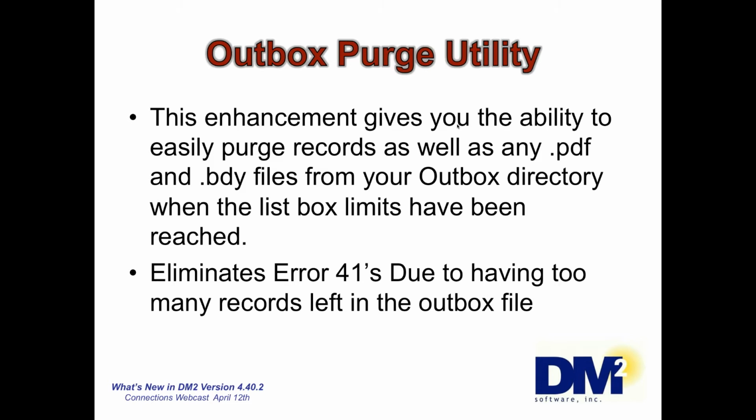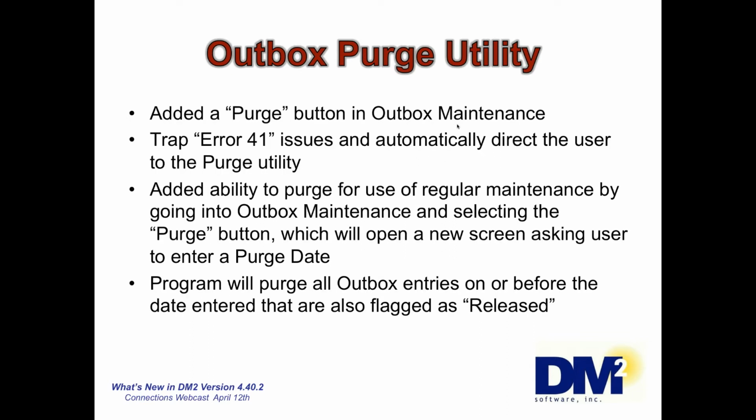So we added a new Outbox Purge utility. This enhancement gives you the ability to easily purge the records as well as any PDF and body files from your Outbox directory when the list box limits have been reached. It eliminates the error 41 due to having too many records left in the Outbox file. It also keeps the system clean and operating efficiently, but the error 41s are really where we were seeing it. So we added a purge button in Outbox maintenance. We trap the error 41 issues and automatically direct the user to the purge utility.